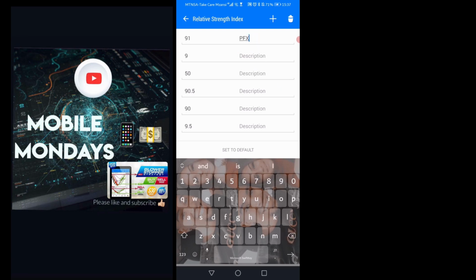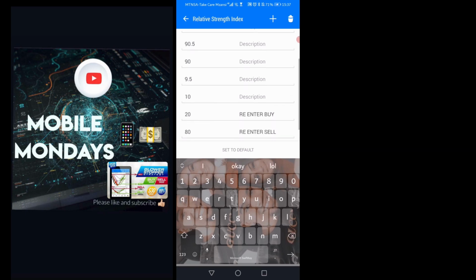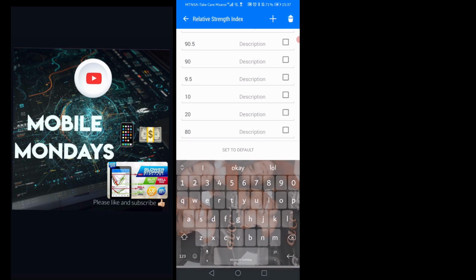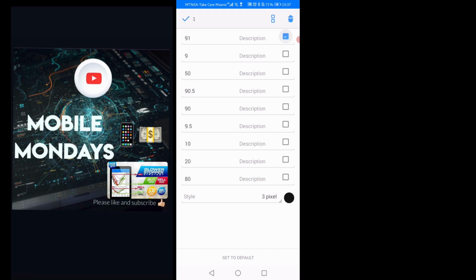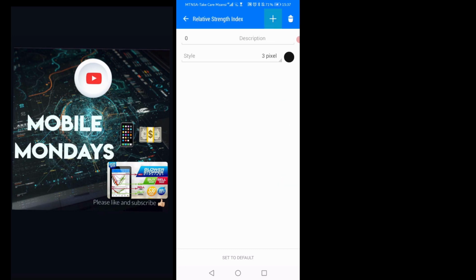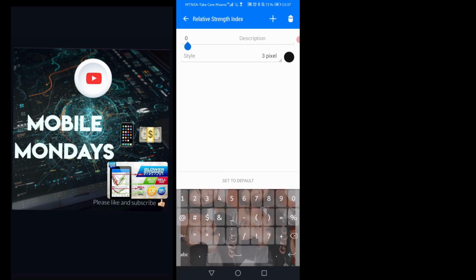Currently you can only see what levels I'm using, but it will be released onto the group. Now what we need here is not a lot of stuff. We just need 20 as a level and 80 as a level, and that will tell us if price is overbought and if price is oversold. So I'm adding 2 levels: we're going to add the 80 level, and we're also going to add the 20 level.